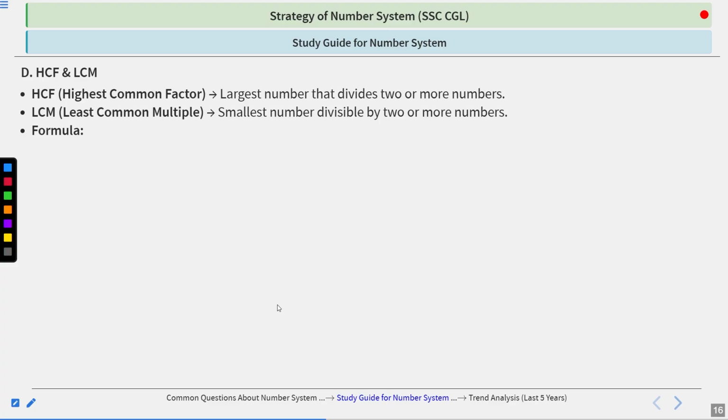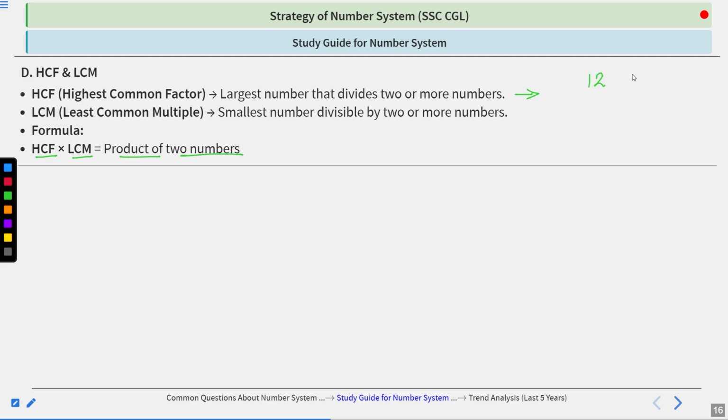The formula is related to HCF and LCM. HCF multiplied by LCM should always equal the product of the given two numbers whose LCM and HCF we take. Now we need to understand the HCF. If we take two numbers as 12 and 15, what will be the HCF? The definition says it is the largest number that divides two or more numbers, the highest common factor.